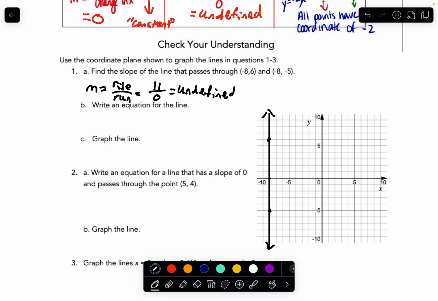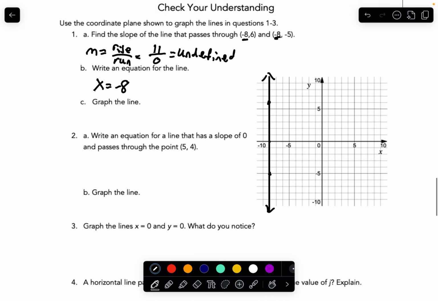Write the equation for this line. Well, the equation for this line's easy, but you're going to get confused because you're going to think it's going to be y equals like -6 or something, or -8. But notice what the points are. What do you notice about these 2 points? The x coordinates are equal, so the equation is going to be, since the x's are equal, what do they equal? -8. And there's the graph.